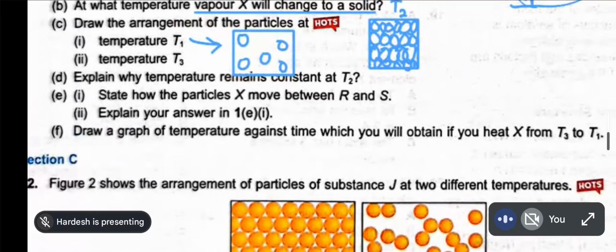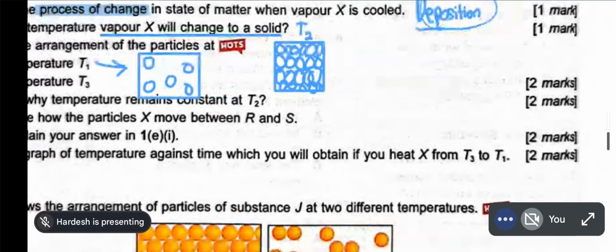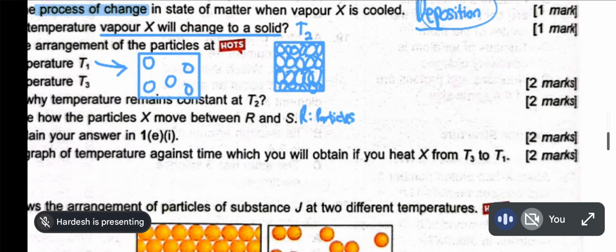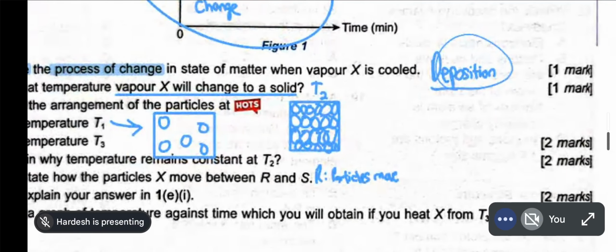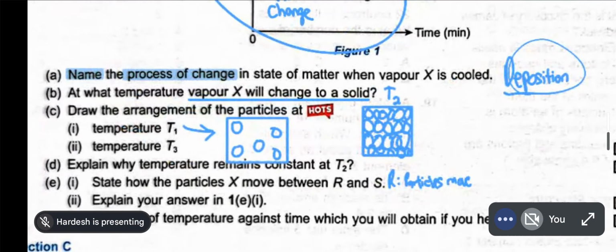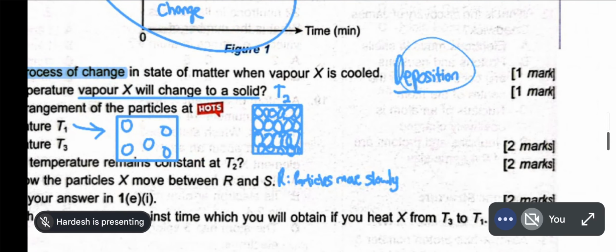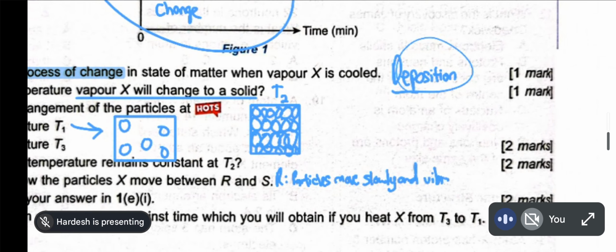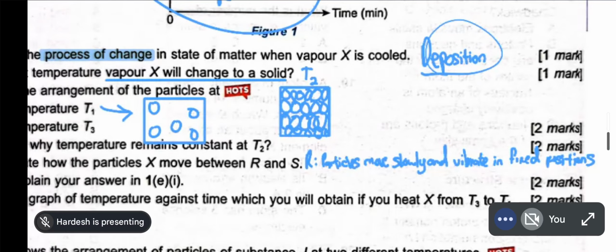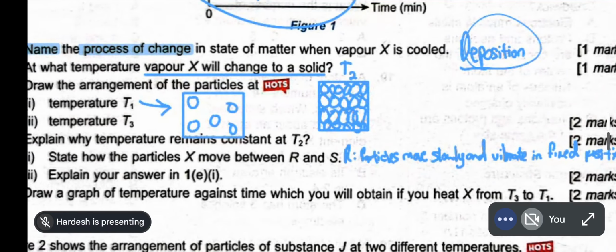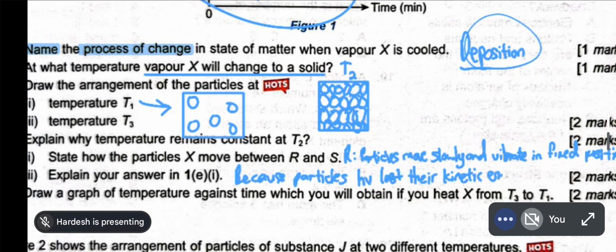State how the particles move between R and S. Okay, in R, particles move how? In R, slowly, and vibrate in fixed positions. Why? Because it's in solid form already. Because particles have lost their kinetic energy. Make sense or not? You guys can understand or not?